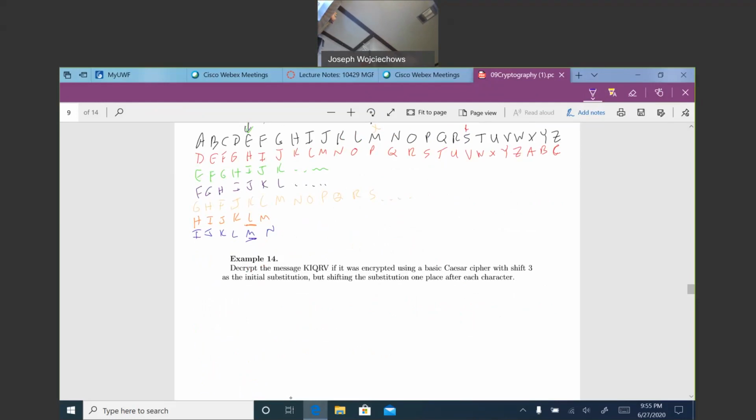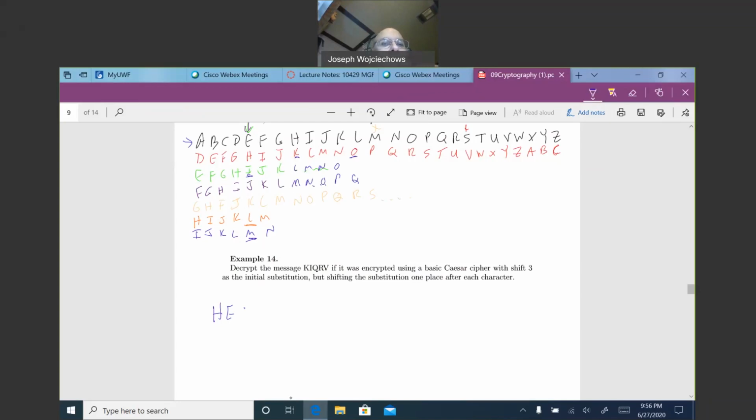Okay. So let's go the other way. See what we come up with. We start with an initial substitution shift of 3. So our first letter is K. That's H. Our second letter is I. L, M, N. Oh, wait, here's I. So that's E. Now remember, we're going up to the top row. Our next letter is Q. And that's an O. Oh, that should be a P. No, that should be it.